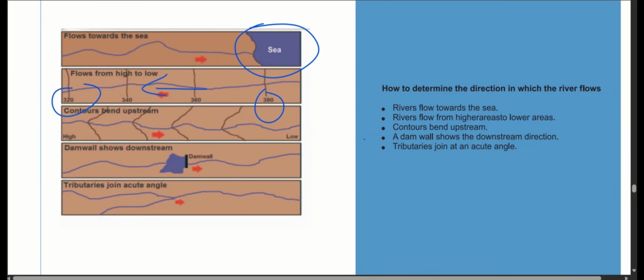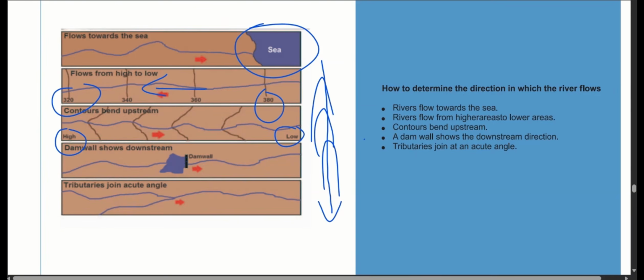And then another method is using the bending of contour lines. So each time you have your contour lines bent, or each time you have your river flowing along the bent contour lines, we know that those contour lines are bending upstream. So for example, if you have contour lines bent like this, and you have a river flowing in between, we know that this river is flowing towards the south, whereas your contour lines are bending upstream, which is towards the north.